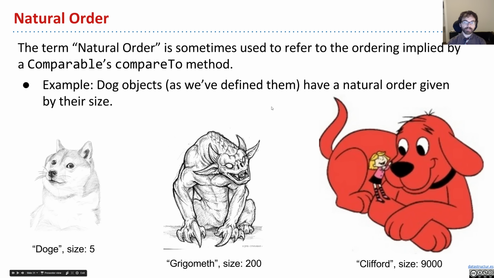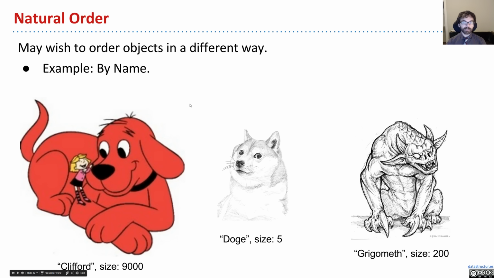They are ordered on the slide according to the natural order, where small is on the left and large is on the right. Now sometimes maybe you actually want to sort them in a different way. So maybe you want to sort them alphabetically because they're all in a class together, let's say a classroom, and you want to seat them in alphabetical order so that it seems fair, right? So in this case, if you sorted your 3 dogs by alphabetical order, we have Clifford, Doge, and Grigameth. Grigameth being last because Grigameth's name starts with a G.